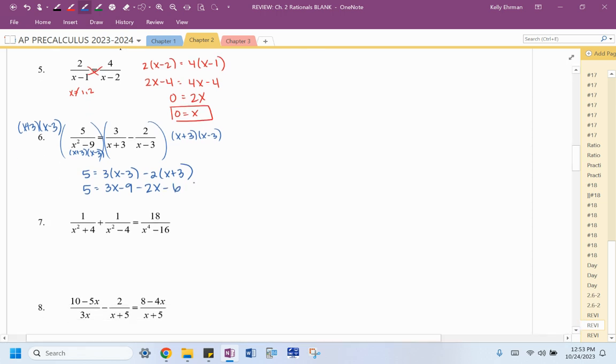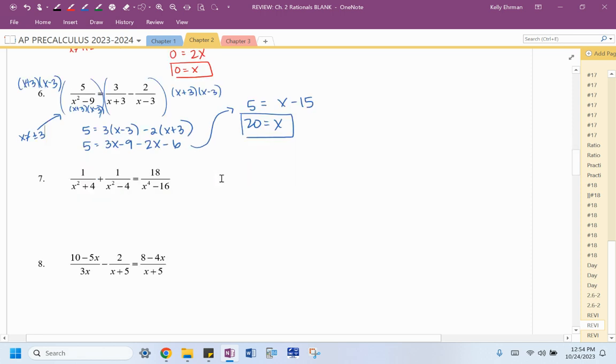And then combine like terms. I'm going to bring this up here. 3x minus 2x is x. Negative 9 minus 6 is minus 15. X equals 20, which is fine. The only excluded values were plus and minus 3. You don't have to write excluded values for the test. You just have to remember to consider them in case you need to throw out your answer.